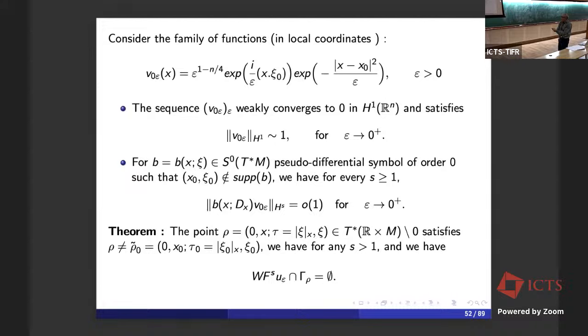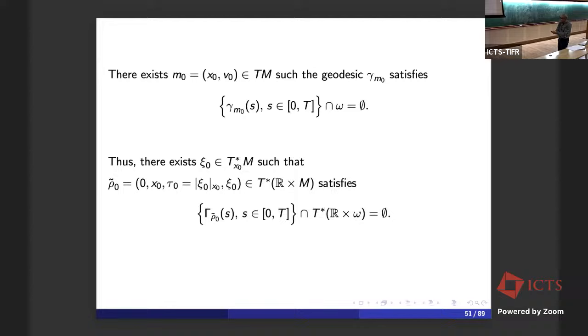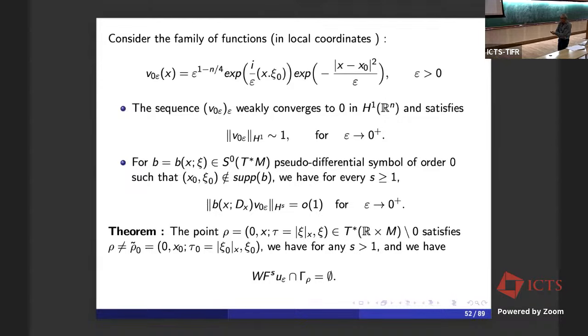Okay, so we have this family of functions, and we have this result. If you take this point, assume that this point rho is different from rho zero, such that the bicharacteristic issued from it doesn't intersect the small cylinder. So if rho is a point that is different from rho zero tilde, you are sure that the wavefront of u epsilon doesn't intersect.